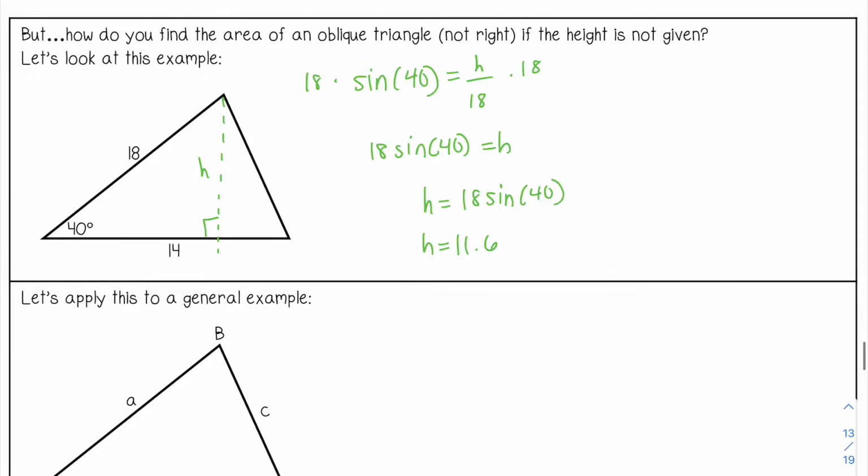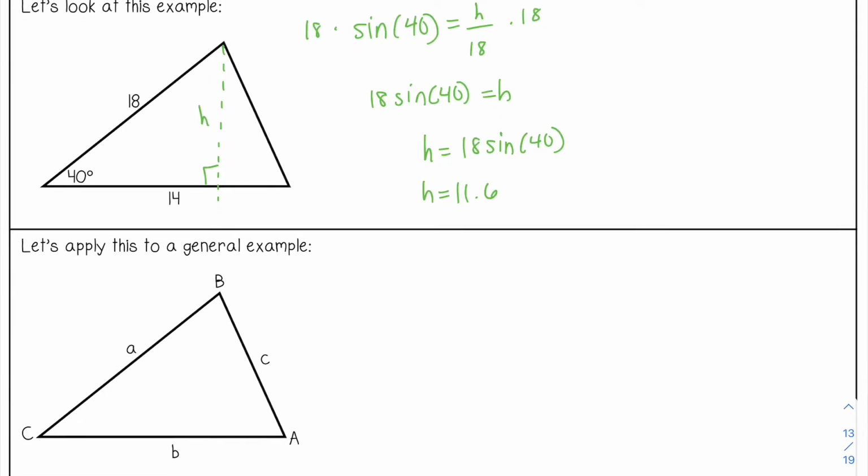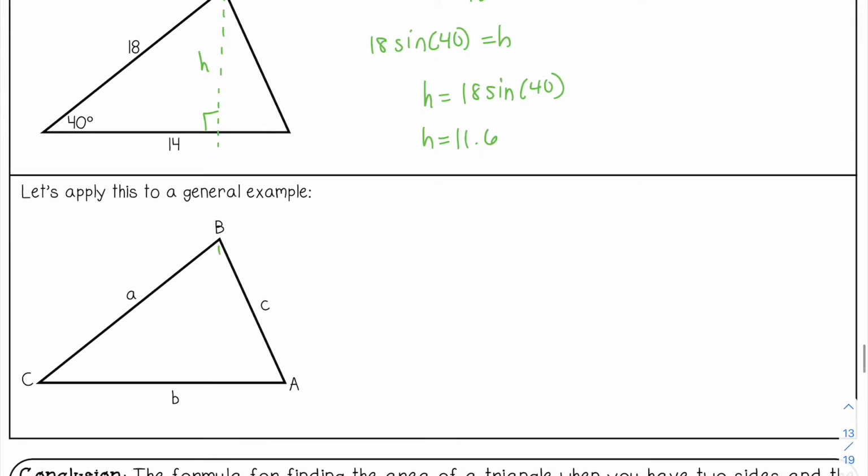But let's apply that to a general example, because we're going to find a formula here. All right, so I'm going to draw my height again. So let's find the sine of c. So the sine of c would be opposite over hypotenuse, h over a. All right, times a times a. So h equals a sine of c.